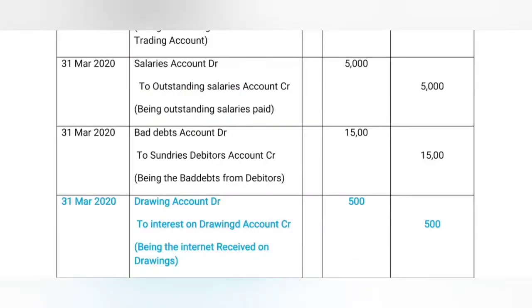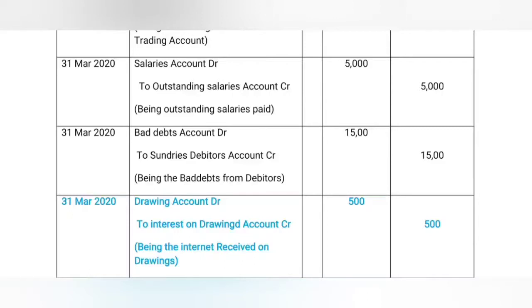Now coming to the passing journal for interest on drawings. Here 31st March 2020, coming to the particulars column, drawings account is debit and to interest on drawings account is credit, being the interest received on drawings. Here the drawings amount increases the total amount. For example, at the time of drawing we drew 5,000. After 1 year it is 10% interest, which is 500. The total drawings amount comes to 5,500.